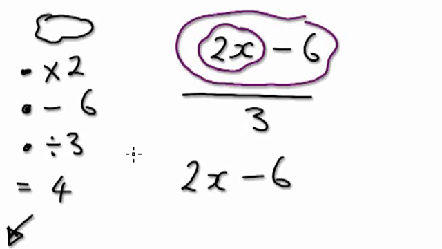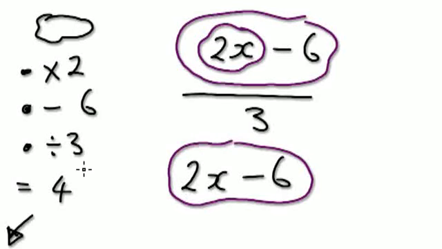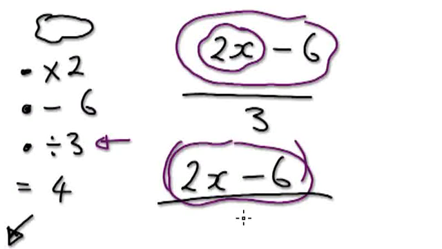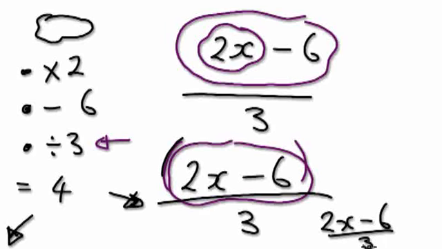So that's why you don't need the brackets. Now you need to know everything here before you can divide by 3. But you don't need the brackets here. You can just divide by 3, because this long line here is saying you've got to work out everything above it anyway. So because you've got to do it anyway, you don't need the brackets. Okay, so you can just leave it as 2x minus 6 over 3 equals 4. Okay, so you can just leave it as that.